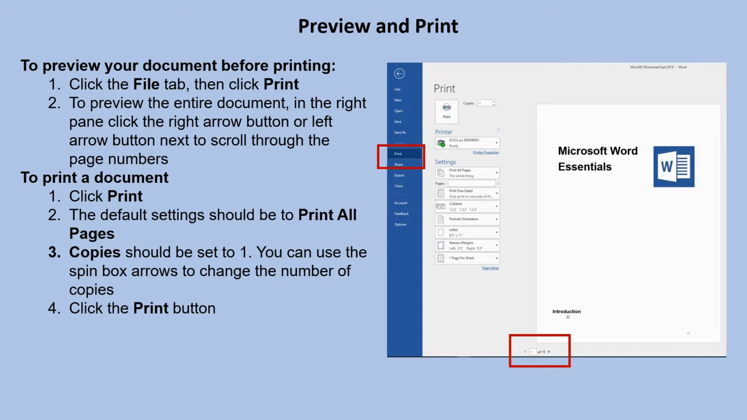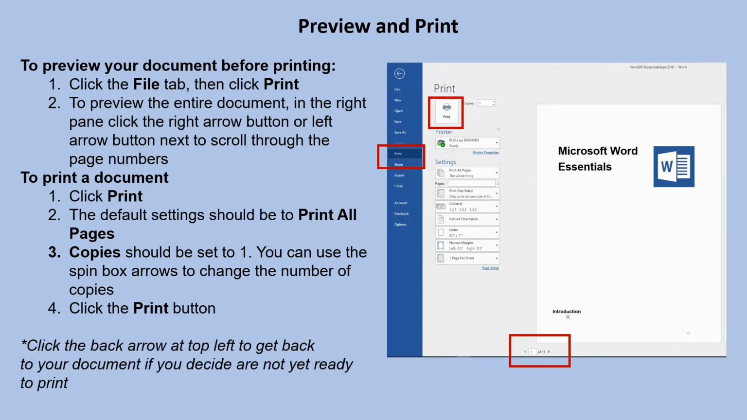When everything is set and all your settings are the way you want them to, click this print button and your document should begin to print. And like I said before, you can always click that back arrow to go back to the main document.